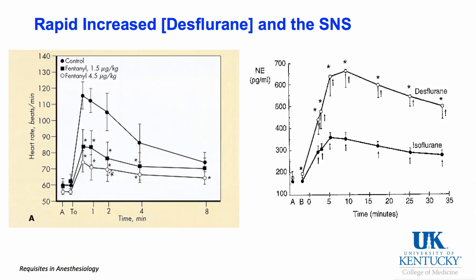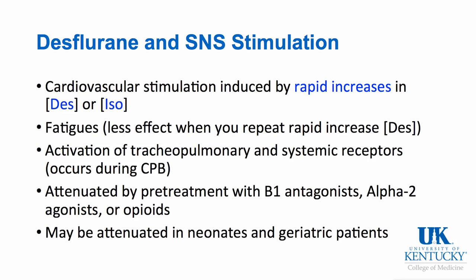So if heart rate goes up, why is it going up? And if you look at norepinephrine levels on the far right, you can see that desflurane, rapid changes in concentration, for example, moving from 0 to 12%, and watching the patient's heart rate, it will go up, norepinephrine levels will go up, but this does not occur for a very long period of time. In fact, this cardiovascular stimulation induced by the rapid increases in concentration of DES, mainly ISO also, however, fatigues, such that if you kept doing this over and over with time in between, there'd be a less effect when you repeated it the next time.